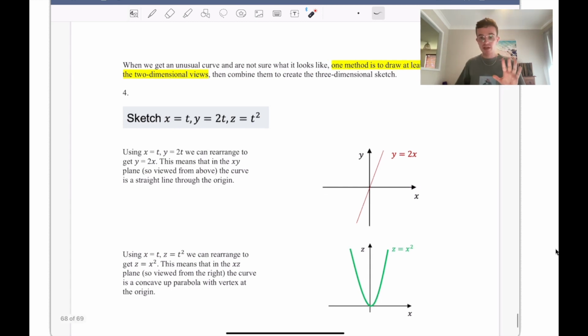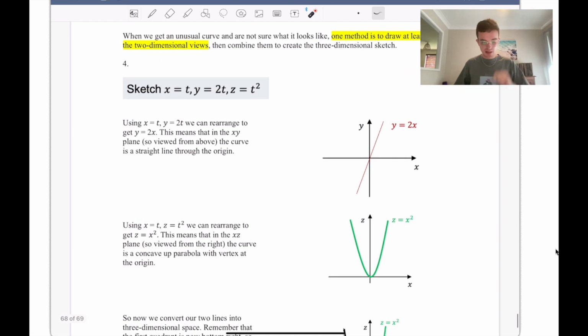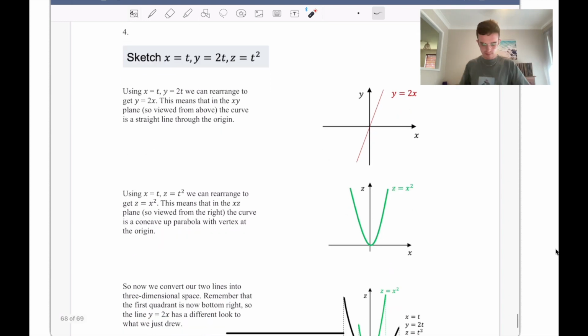That's one dimension. Let's do another one. Let's combine the x and the z. x is t, z is t squared. Rearrange, we get z is x squared. So if we're just in the xz plane, we don't care about y's, just up and down and left and right, not front and back. If we do that, well, it's a parabola. So the shape when looked at from above is a straight line, and when looked at from the right, it's a parabola.